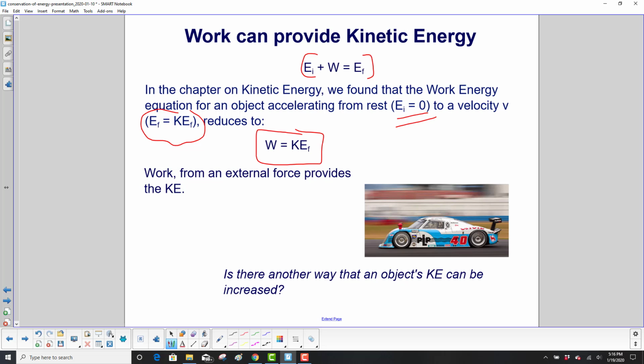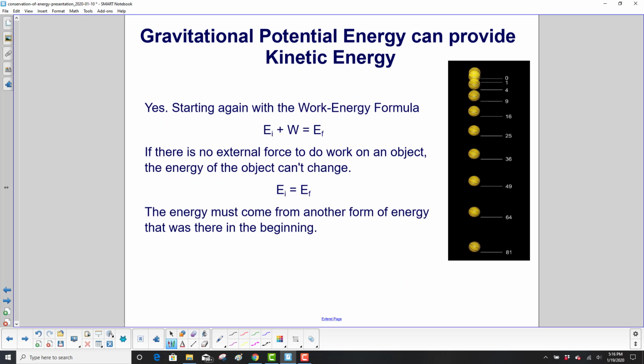Is there another way that an object's KE can be increased? Sure is. Think about it and go to the next slide when you're ready to see it. Hopefully you remembered from a few slides ago that GPE can provide kinetic energy.